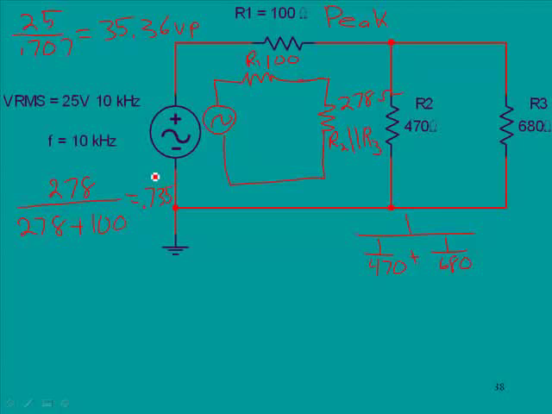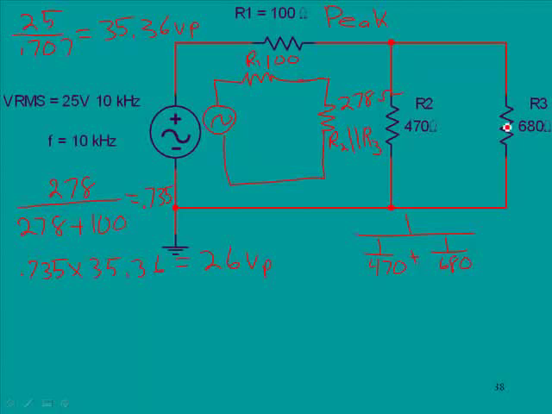And if we wanted to know the voltage drop across this component, and remember this is both these components, we could go 0.735 times the total voltage, which is 35.36, and that would yield real close to 26 volts peak. And so that would be the value across these two components.